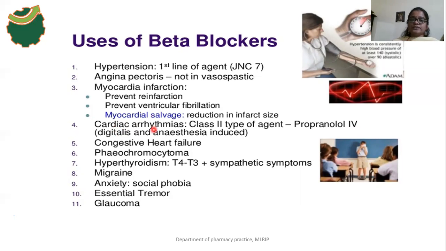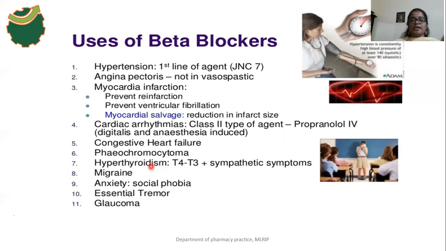And this drug is used for the treatment of cardiac arrhythmia, congestive heart failure and pheochromocytoma. What is meant by pheochromocytoma? There is a tumor formation at the blood vessels present in the adrenal medulla. So that's why there is production of more catecholamines. So here our beta blocker drug blocks the actions of those catecholamines.